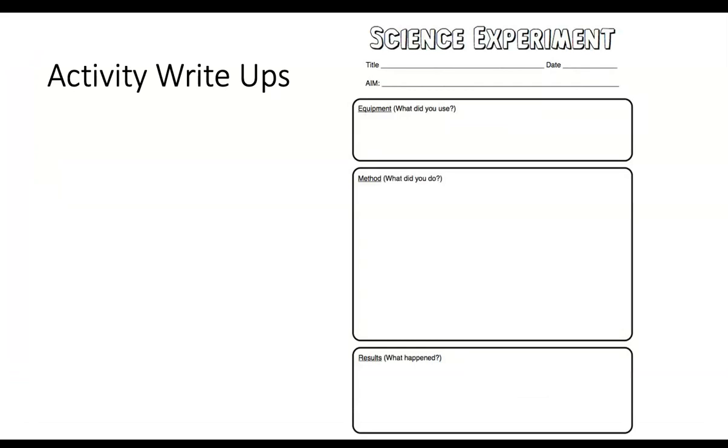For your younger learners, you can do activity write-ups. So this is a great way to get your students up to creating lab reports or research reports. So for your younger learners, you can have your students draw or write what equipment they used, what they did, and what their results were. And this could be a great sheet that they put in their science notebooks.